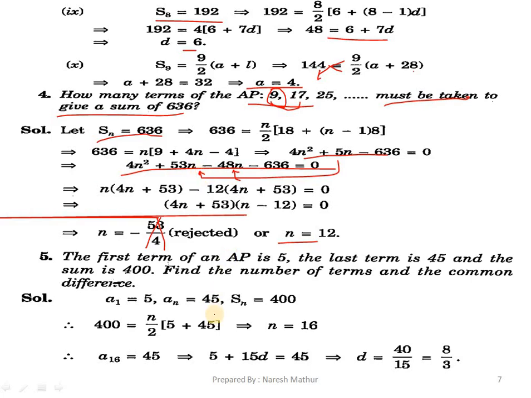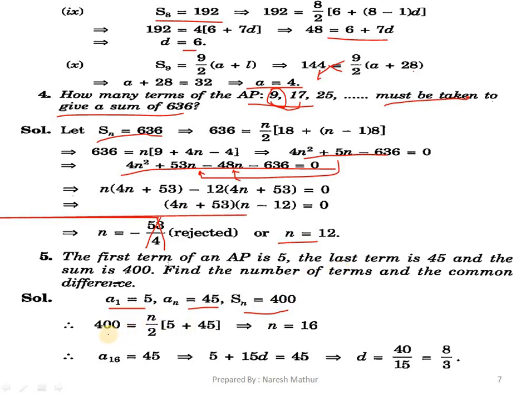Now the next one. The first term of an AP is 5. A equals 5. Directly just write the values. The last term is 45, an equals 45. And the sum is 400, meaning Sn equals 400. Find the number of terms, meaning n, and the common difference. We need to find the value of n and d.